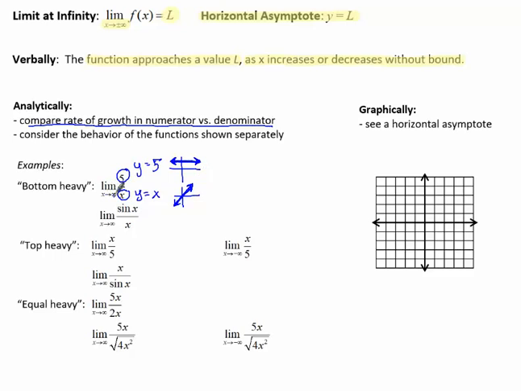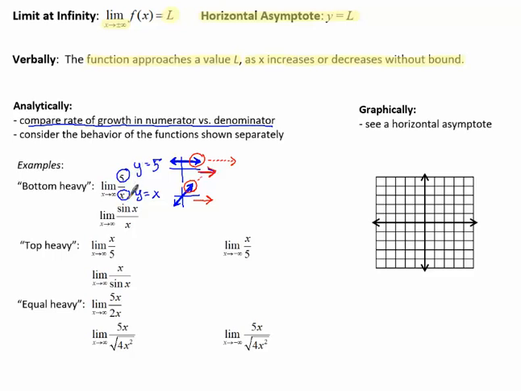So as x approaches infinity, or rather as x increases without bound, so as we look towards x getting larger, what is happening to the graph of this function versus as x getting larger here, what's happening to the graph of this function? Well, in this one, it's just staying at a steady pace, not going up. This one, looking to the right, it continues to increase without bound. Therefore, I call this bottom heavy. The denominator is growing faster than the numerator.